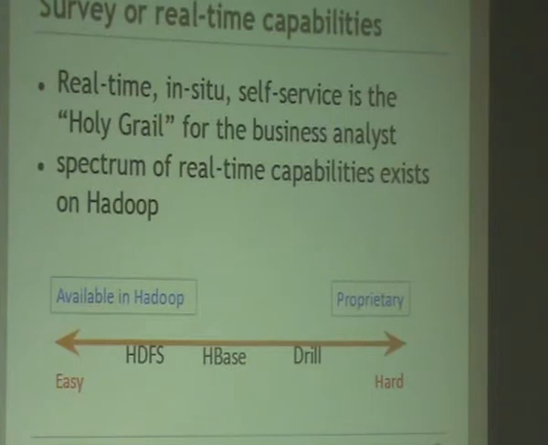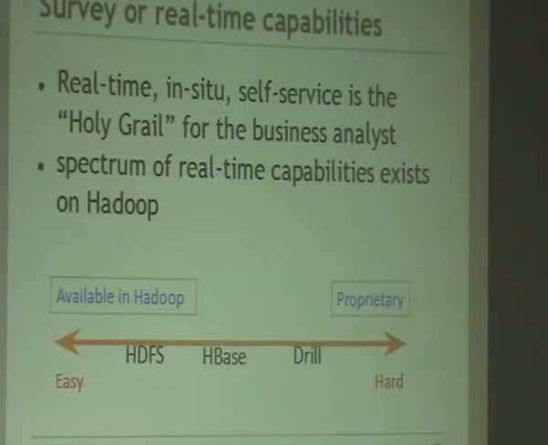Right now, real-time access is available in HDFS, but on the next slide, we'll get into whether that's useful for the business analyst or whether it's too low level. In the middle of the spectrum, you have things like HBase, which are providing key-value databases. And then at the other end of the spectrum, you have things like Drill, which is emulating Dremel, which is basically a columnar database that Google developed. And those things tend to be proprietary, really hard to get set up and run. And they're not a part of the Hadoop stack that a typical developer can use right now. They're just too early.